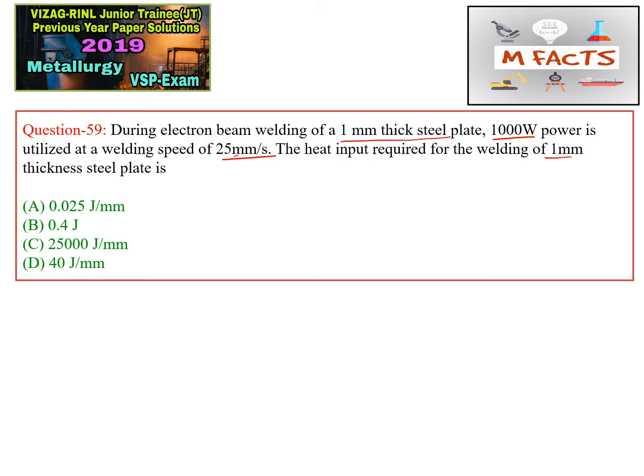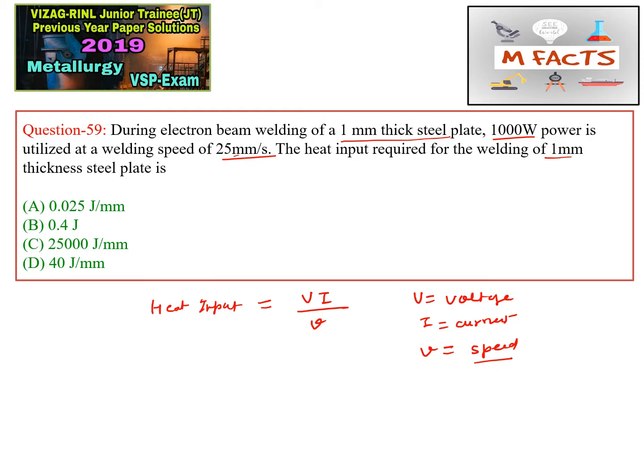Okay, so for this type of question I have already given one video on welding numericals based on welding processes. So you can watch those videos from the playlist. So heat input, how we can calculate heat input, is basically VI by v. This V is voltage in volt, and this I is current in ampere, and this small v is basically the speed of the arc.